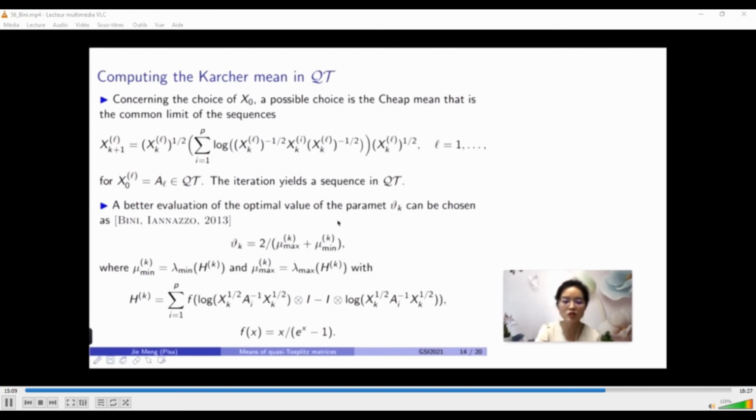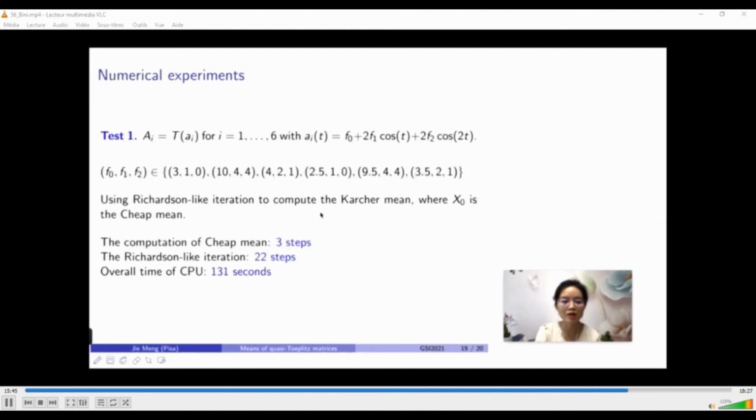actually it's difficult to get the optimal value, since the optimal value requires the eigenvalues of the Karcher mean. But the Karcher mean is the one that needs to be computed, so we provide a better evaluation of the optimal value in this way. And this choice has been implemented in this paper. And we prove that this choice also works well for the QT matrices. And using these two choices, we give some numerical tests to show the efficiency of the Richardson-like iteration.